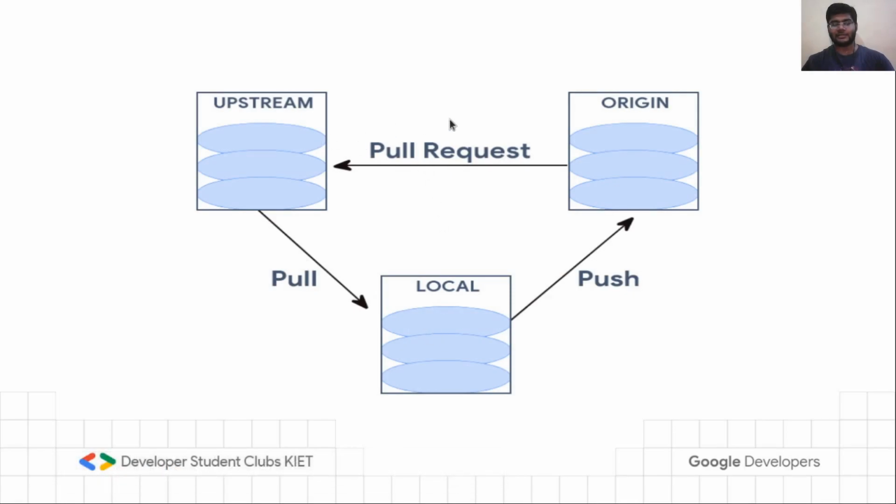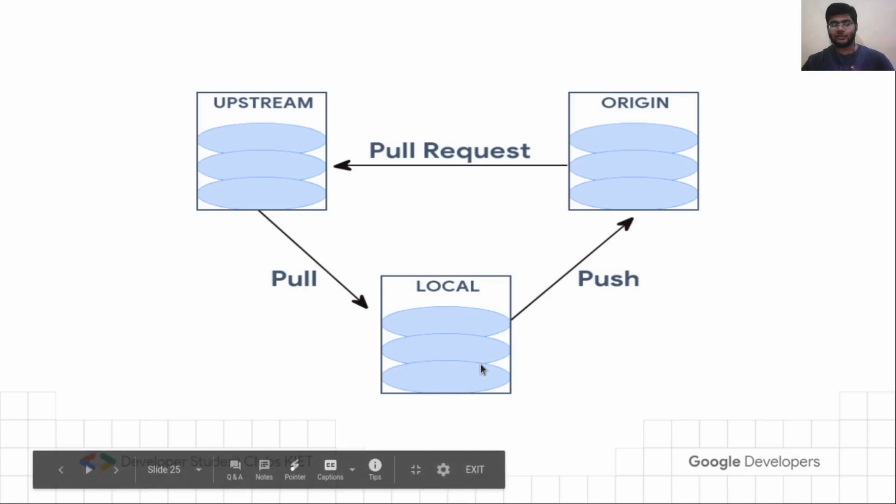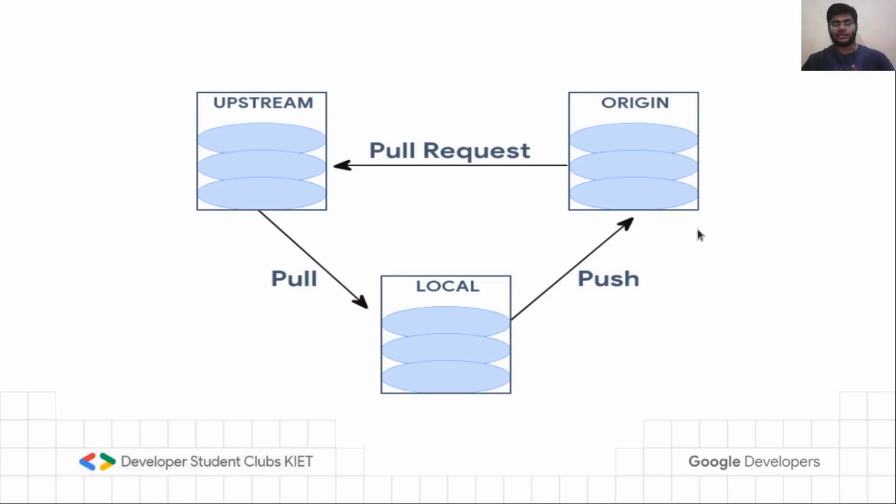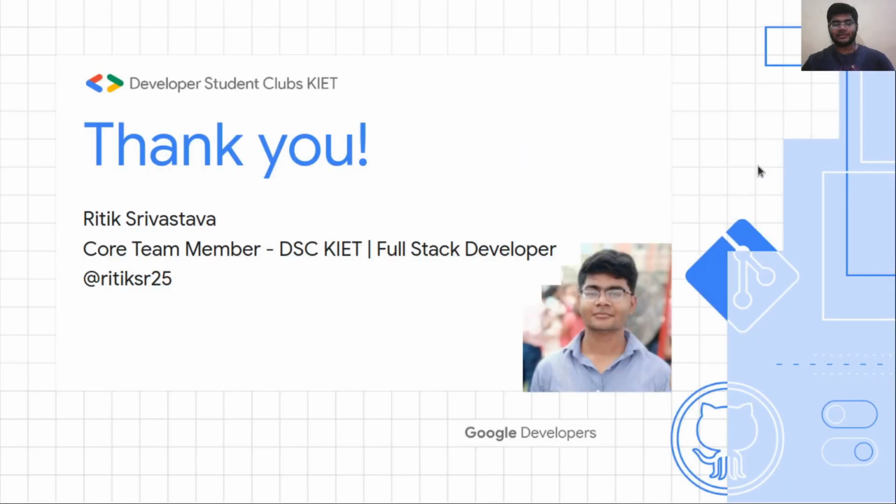Let's summarize again. We have an upstream repository, we have an origin, and we have a local. The upstream repository is the repository on the organization space. We fork it, and we get the origin repository. After cloning, we get the local. To make changes, we make changes in our local, push to a branch on origin, and create a pull request. If it is merged, we again create a new branch on our local by pulling the latest changes from the upstream. So this was all about contributing in teams.